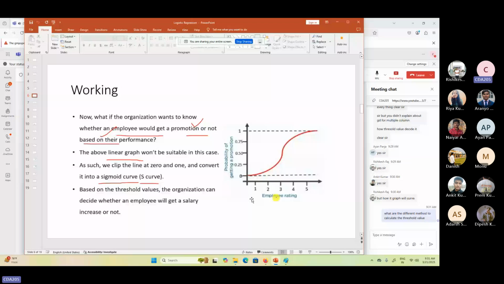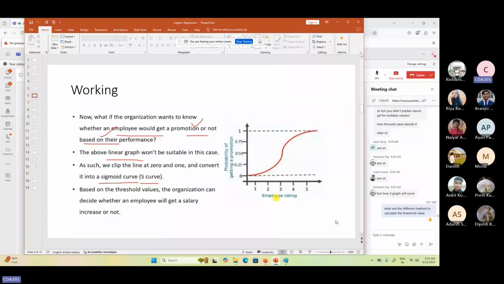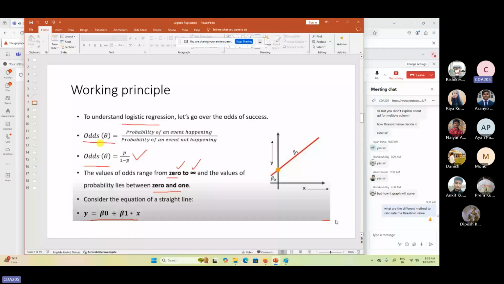Okay. Now, this curve is there. But how will the graph curve? Okay, I will come to this point also. First, we will see the sigmoid function, then we will see the proof, then the equations. Based on the equation, you can see this. So here we can see the working principle.